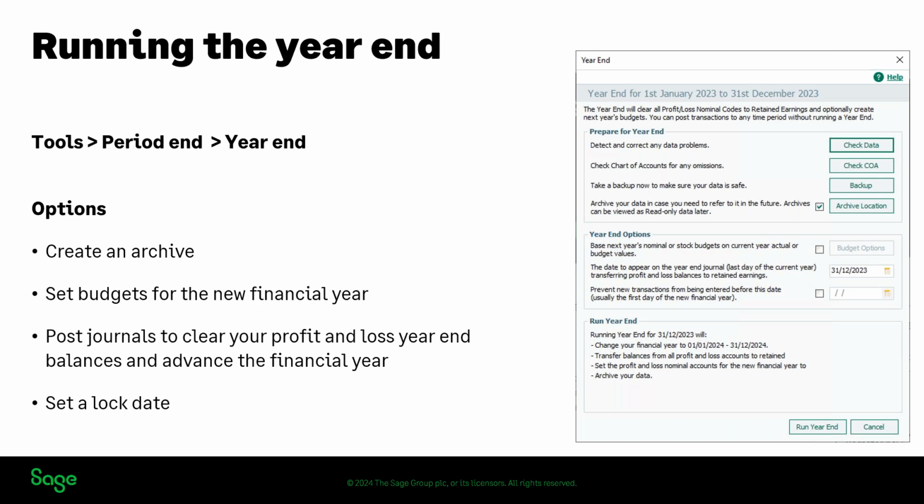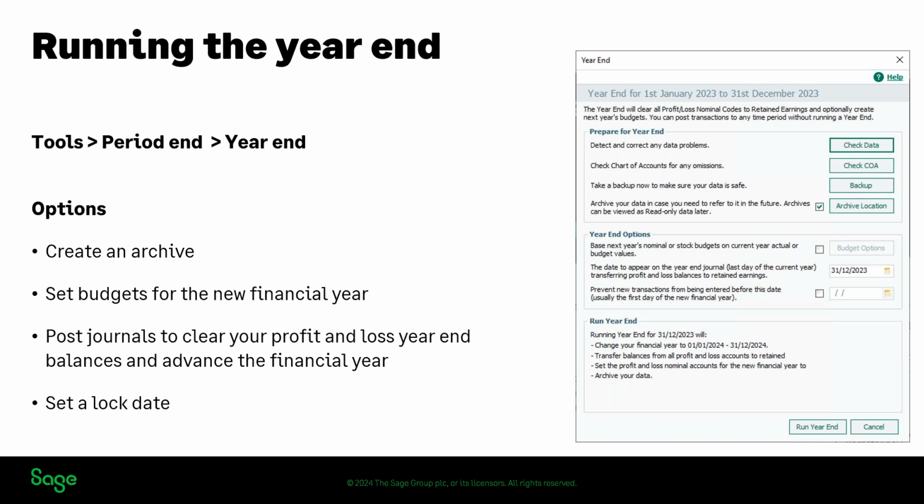But the actual running of the year end, when we access it, which we'll see in a moment, launches this window that you can see a screenshot of. Various options in there, which are all straightforward. I'll run you through those in just a second. It lets you obviously check your data, check your chart of accounts, backup, there's archive options, etc.